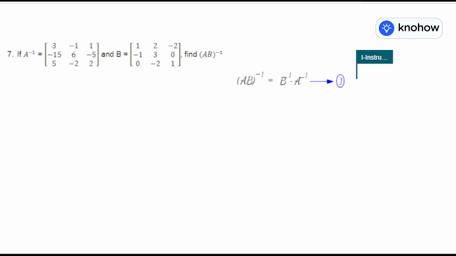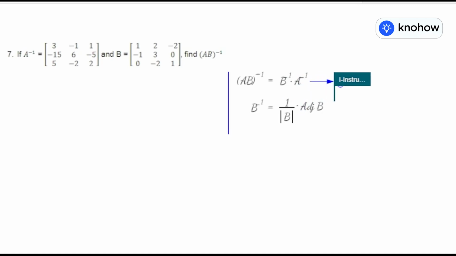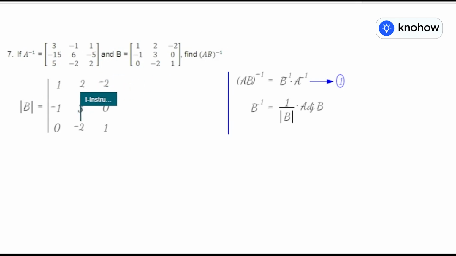And what is the definition of B inverse? It will be 1 by determinant B into adjoint B. So let us first of all find determinant B and then adjoint B. You are given matrix B, so what will be the value of determinant B? It will be the determinant of 1, 2, minus 2, minus 1, 3, 0, 0, minus 2, 1.